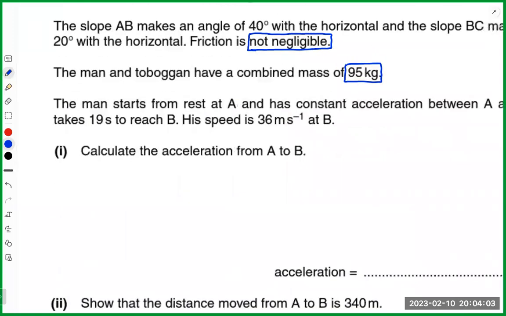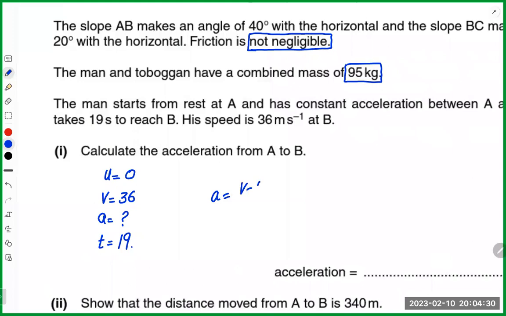Now, this is the data we have. U is 0, V is 36, A is a question mark, T is 19. Is this information enough to find acceleration? Yes, sir.